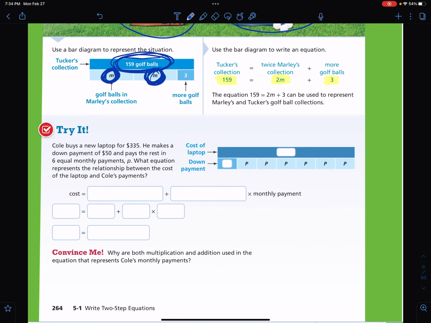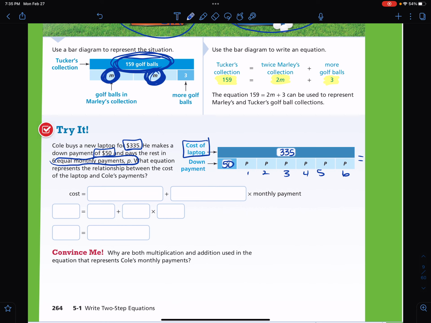Cole buys a new laptop for $335. So I'm going to fill in the cost of the laptop as $335. He makes a down payment of $50. So that's this. And pays the rest in 6 payments, P. So we have 1, 2, 3, 4, 5, 6. So these two things are obviously equal. So that's where it comes from.